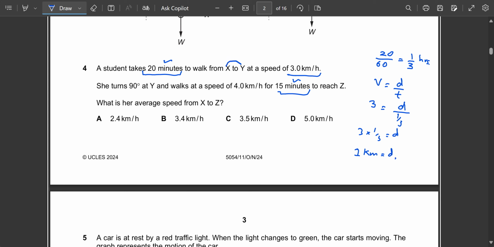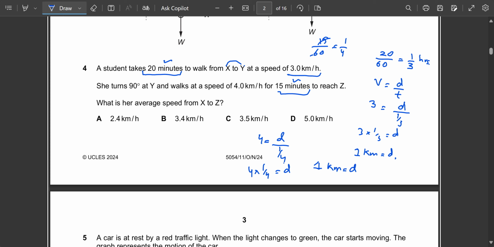Now for the second distance, the speed is 4, distance we need to find out, and the time is 15 minutes. So let's convert 15 into hours. We divide by 60 and we get 1 by 4. So it is going to be 4 times 1 by 4, which is again 1 kilometer. So you'll get a total distance of 2 kilometers.